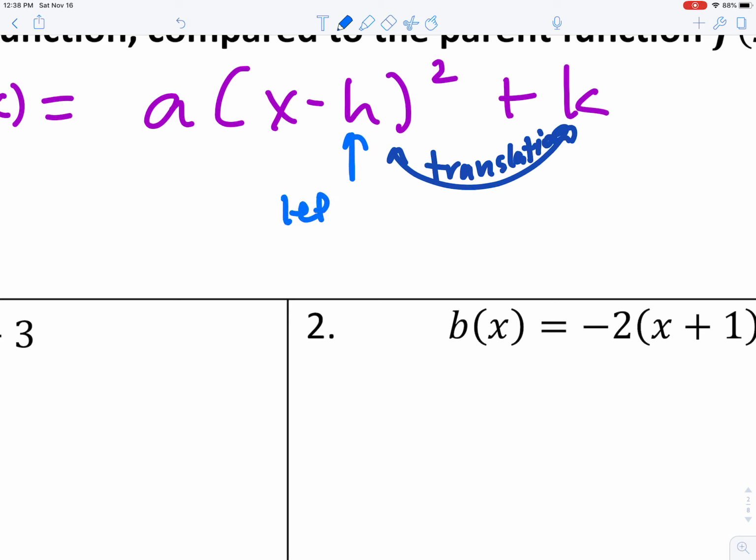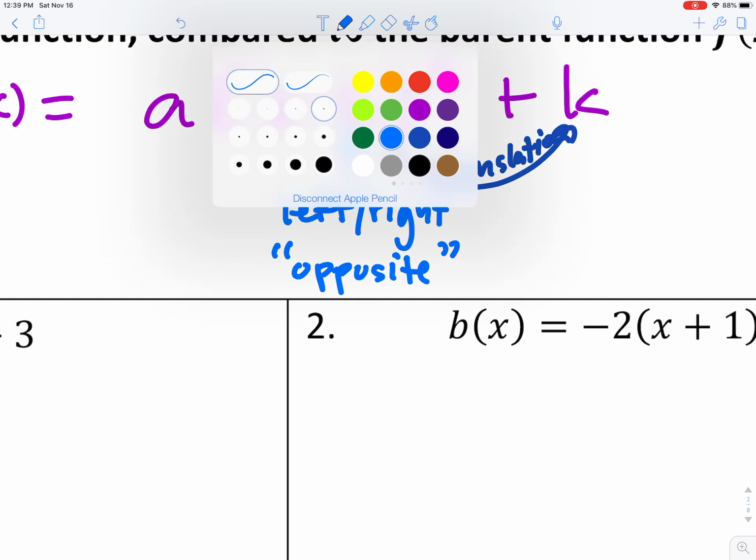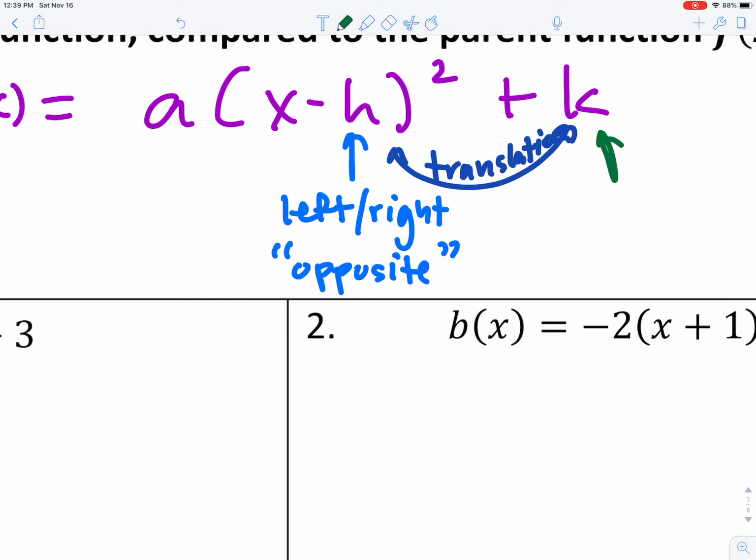This moves it left or right. Remember, though, it kind of does the opposite because of that negative sign, which we talked about in the second video. And the one over here on the right, k, that moves it up or down, okay? And that one's not the opposite. So if it says plus 8, it actually moves the whole graph up 8. All right, now let's talk about a.